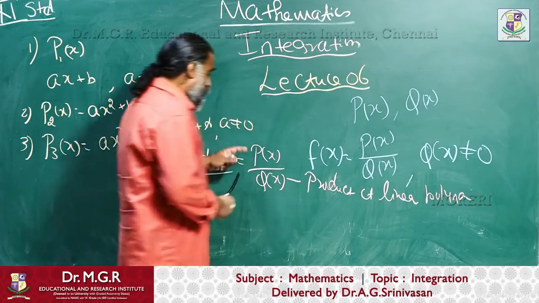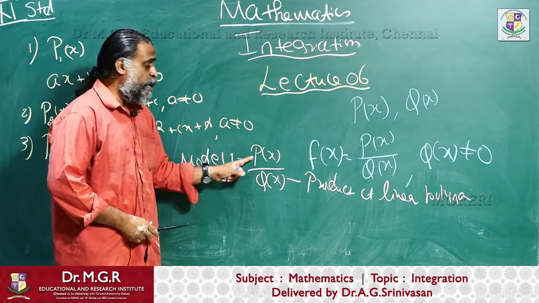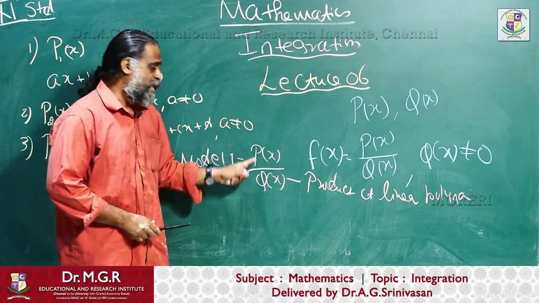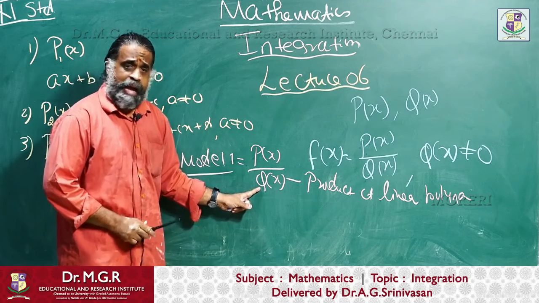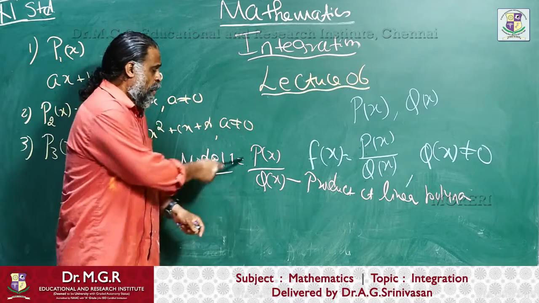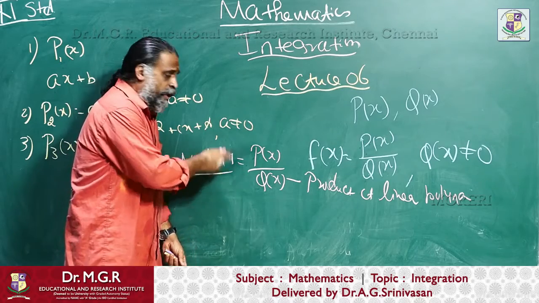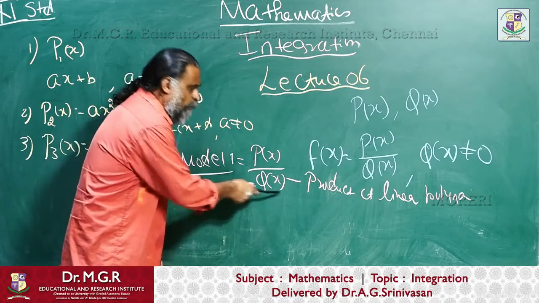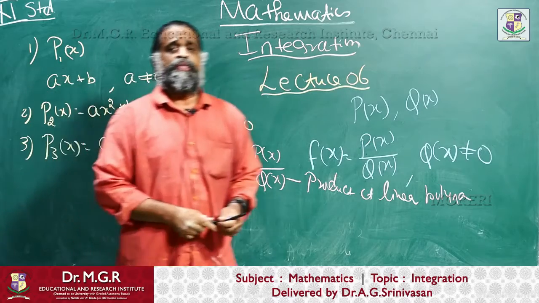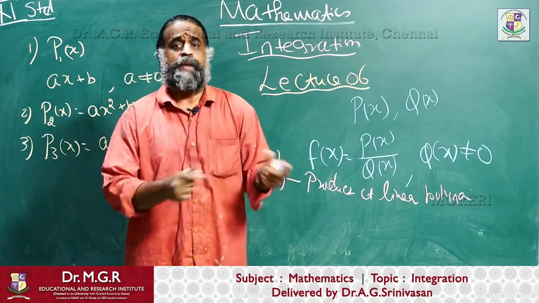So it is a proper fraction, so the degree of the numerator is always lesser than the degree of the denominator, and p of x and q of x are certainly polynomials. Now the further condition is that q of x is a product of linear factors, linear polynomials.